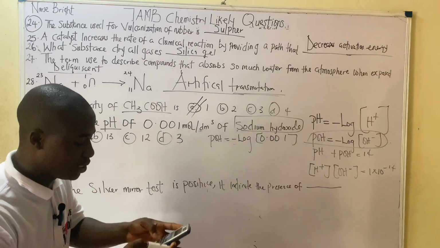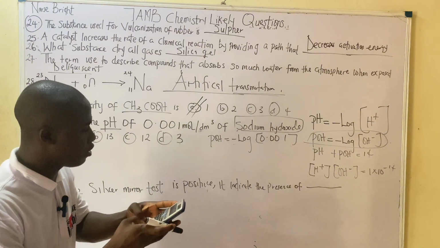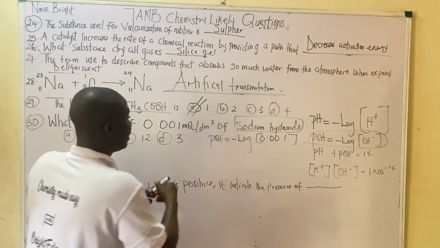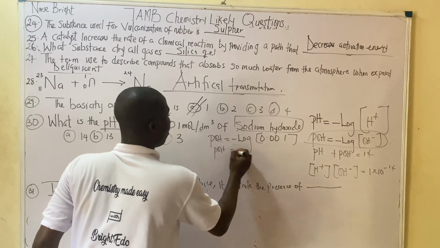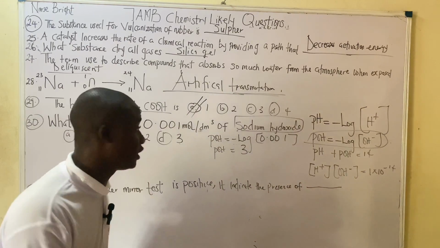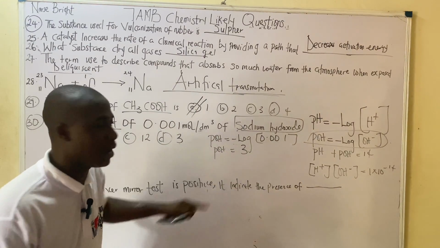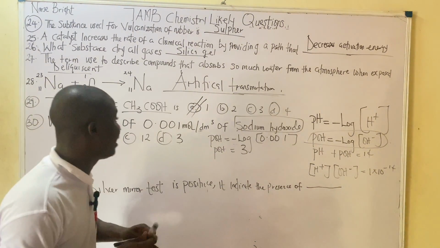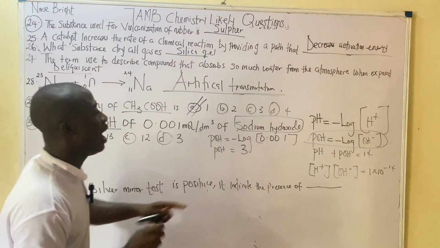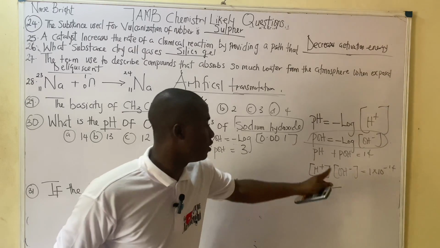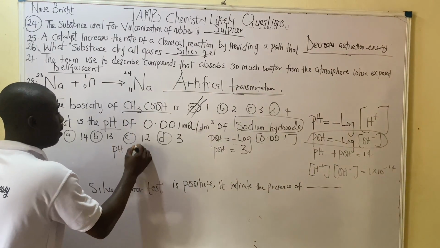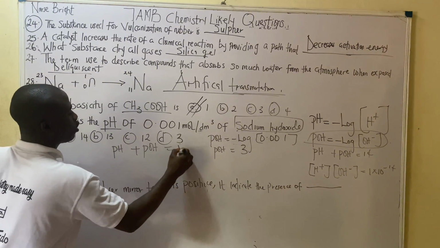So what do we do next? We simply say minus log of 0.001 mole per dm cube. We have gotten 3. Okay, 3 is the pOH. I know some persons, when they've solved up to this part, will just put option D as the answer. No, it is not. We have to make sure we get our pH according to the question. Which formula do you think we'll use to solve it? Formula 3, which is pH plus pOH is equal to 14.